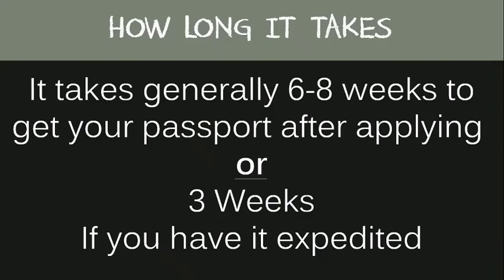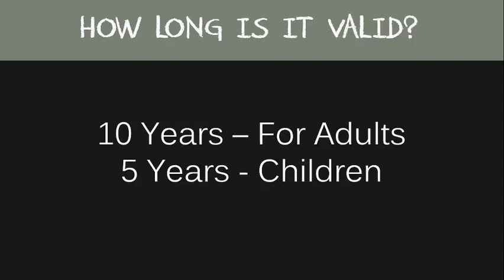How long it takes. It takes generally 6 to 8 weeks to get your passport after you apply for it, or 3 weeks if you've had it expedited. And once you've received your passport, it's generally valid for 10 years for adults and 5 years for children.